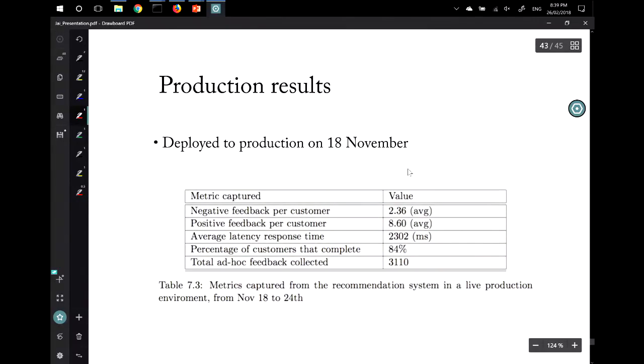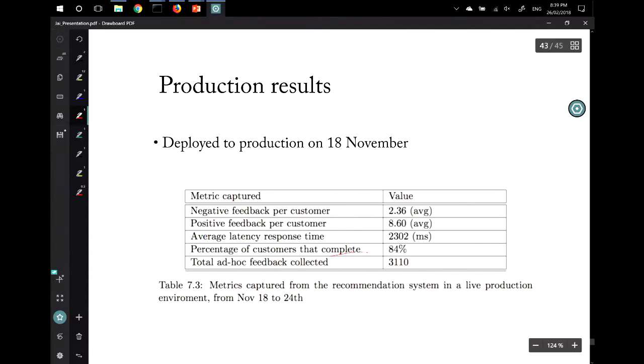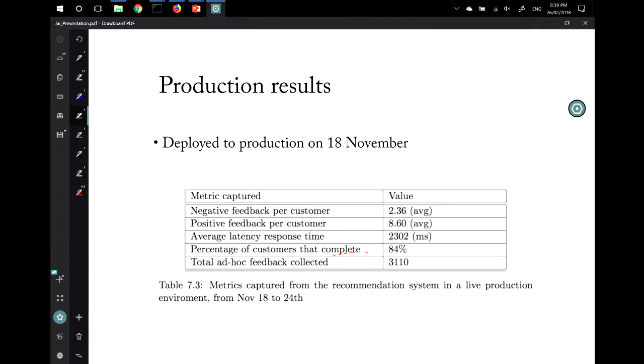And finally, because it's a real business, they deployed the system online and collected some statistics. On average, the negative feedback received is 2.36, and positive is way over negative. The percentage of customers that complete the transaction is 84%, which he told me is very good. It means 84% of customers actually visit the website and complete some kind of transaction. So that's a good conversion rate, right?